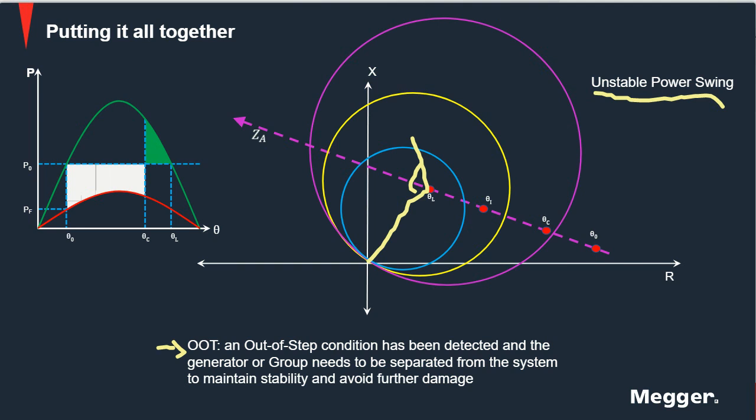Even if you have to break the system into pieces and have islanding in some areas, even some generators may have to just completely get out, and then you have to reconnect them to the system. But the idea is that you have an out-of-step condition, and you want to put the system in the most favorable conditions in order to get it back into operation.